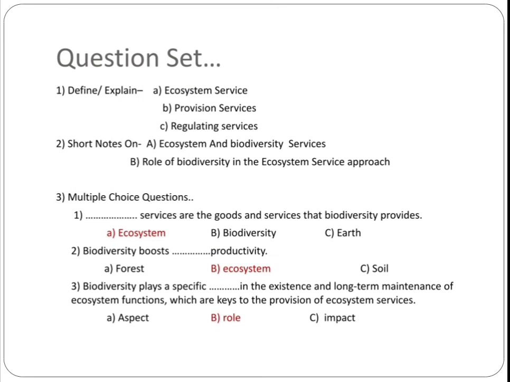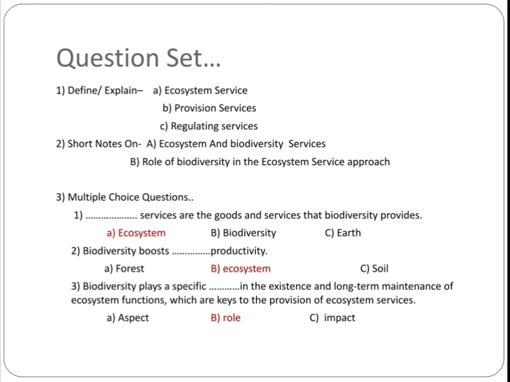Now we come to the last stage, the different questions that could be asked on this topic. For a definition: what is an ecosystem service? Then provisioning service and regulating service, which will be asked as explain or define. Then for short note questions: what are ecosystem and biodiversity services? And second, the role of biodiversity in the ecosystem service approach. So all these contents should be studied in this entire topic.